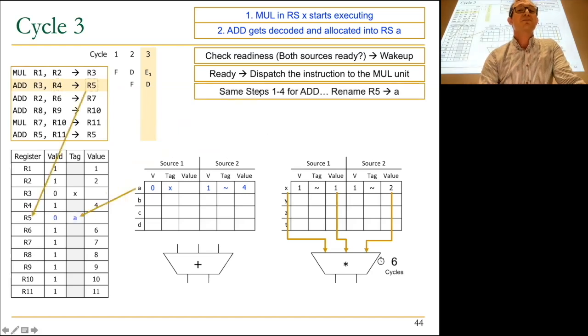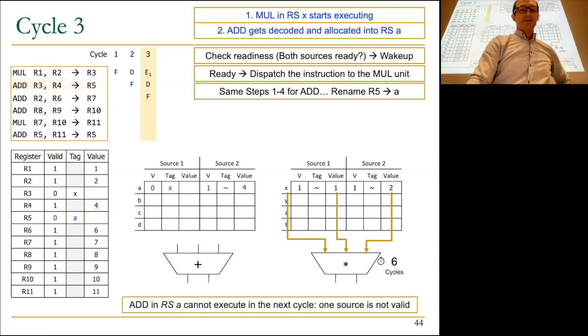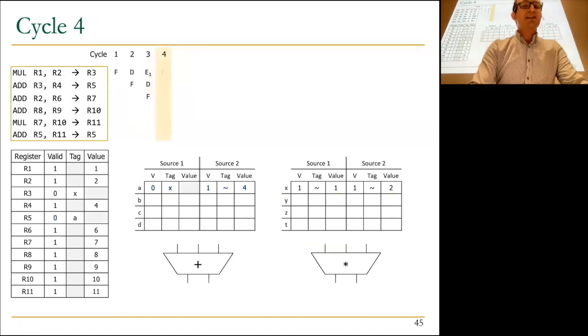Basically, we do the same steps, 1 through 4 in the prior slide for add, and we rename also R5 to A. So now R5 is going to be produced by the instruction that's in reservation station A, which happens to be this add. Okay, now anyone who's going to source R5 later on, which you will see, one of these instructions, I think this one, it's going to refer to tag A. Okay, so add in reservation station A cannot execute in the next cycle because one source is not valid. Sounds good, it's fine. Now let's take a look at the interesting case over here.